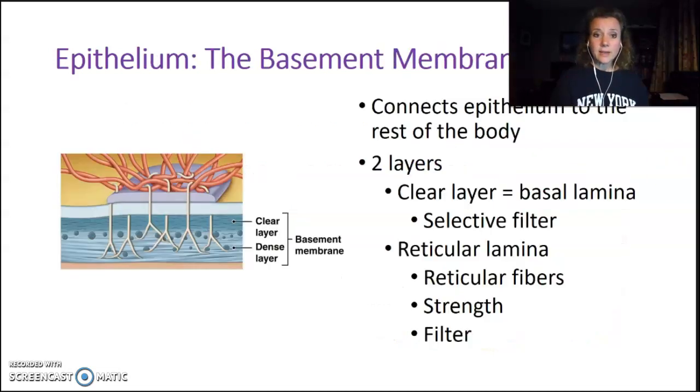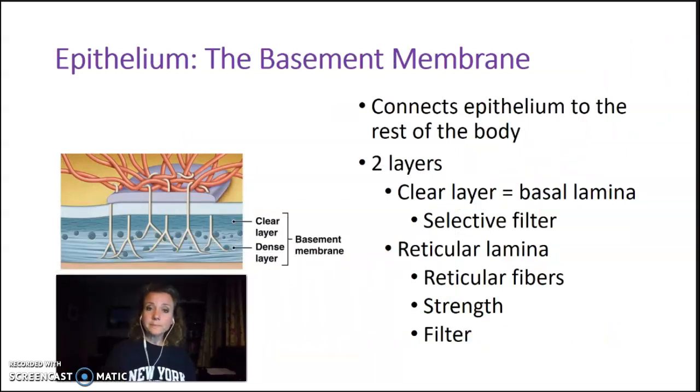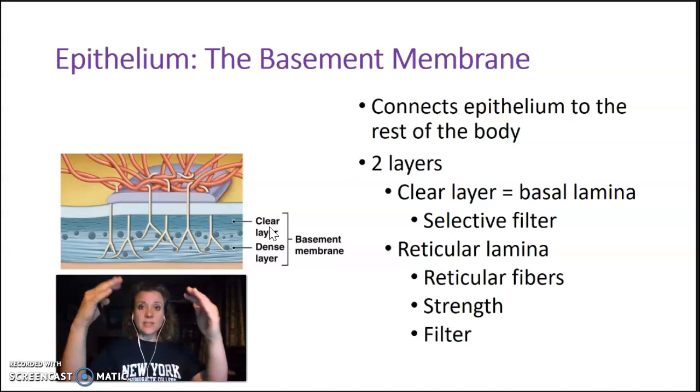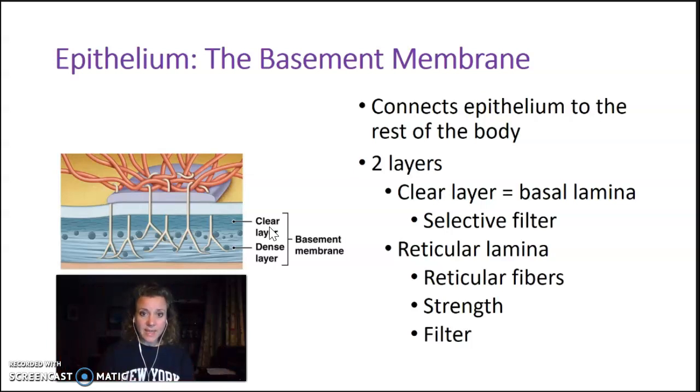So let's take a look at the basement membrane that we have here. It's going to connect the epithelium to the rest of the body, and it's made up of two layers. We have a clear layer that's going to act as a filter, allowing oxygen and nutrients to enter into our epithelium, and allowing for the removal of waste from the epithelium. The bottom layer is the dense layer, and that's made up of reticular fibers. Reticular fibers are simply very thick collagen fibers that are woven into a net-like structure, and it's just going to provide strength to that basement membrane.